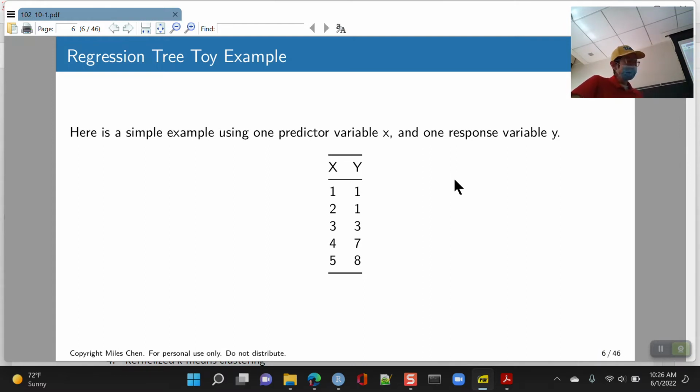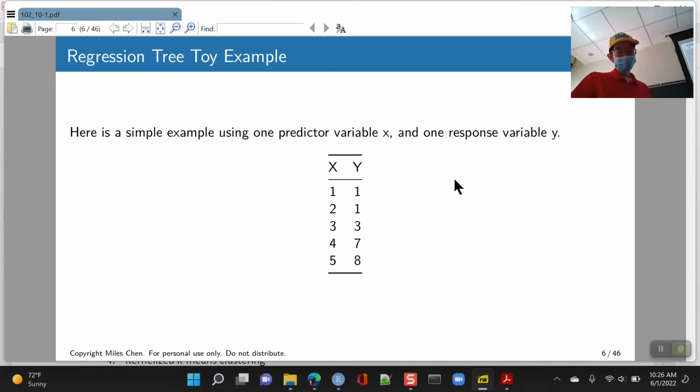All right, so let's just do a simple toy example. Here my X values are 1, 2, 3, 4, 5, okay? And the values that we're going to try to predict are Y, which are 1, 1, 3, 7, and 8, okay?